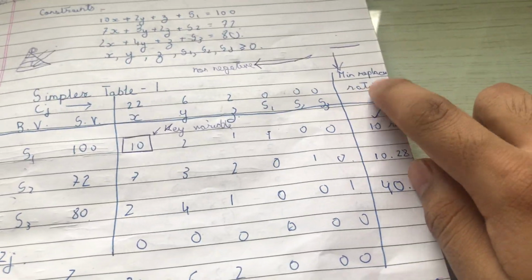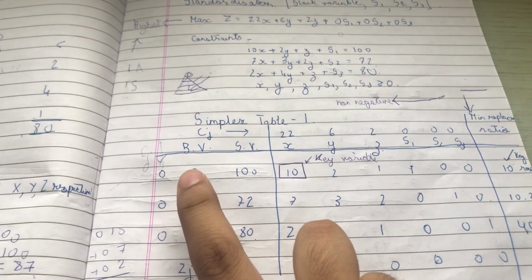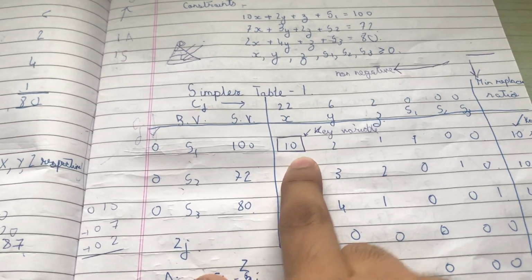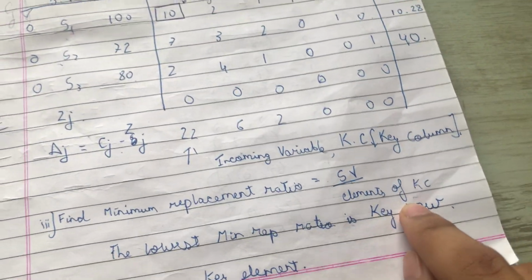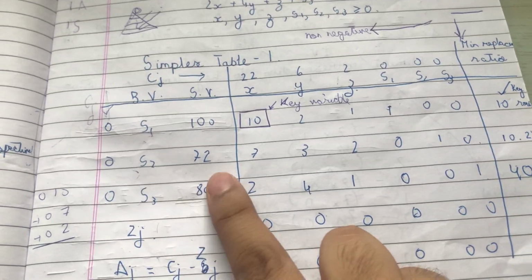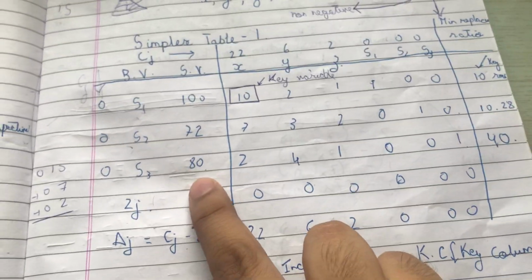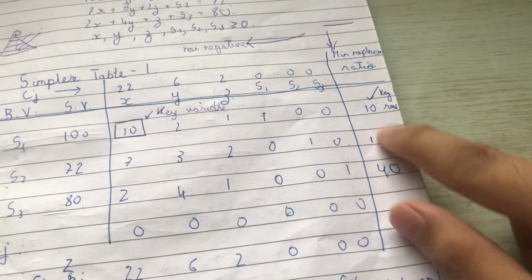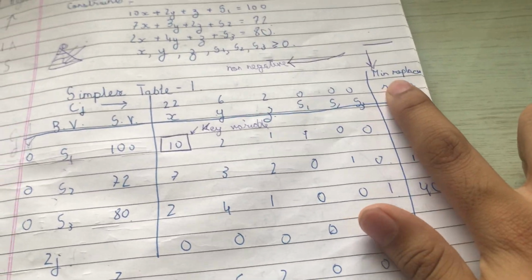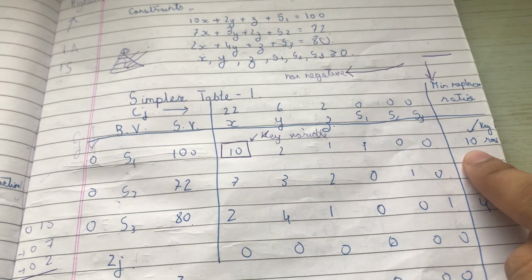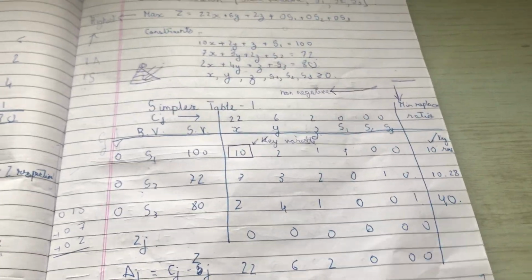So then we calculate minimum replacement ratio. Minimum replacement ratio is standard variable divided by the elements of the key column, Kc. SV divided by elements of Kc. 100 divided by 10, 10. 72 divided by 7, 10.28 approximately. 80 divided by 2, 40. Which is the lowest among the three? 10. The lowest. The minimum we are calculating, right? Minimum replacement ratio. So lowest will become our key row. This key row is also called as outgoing variable.